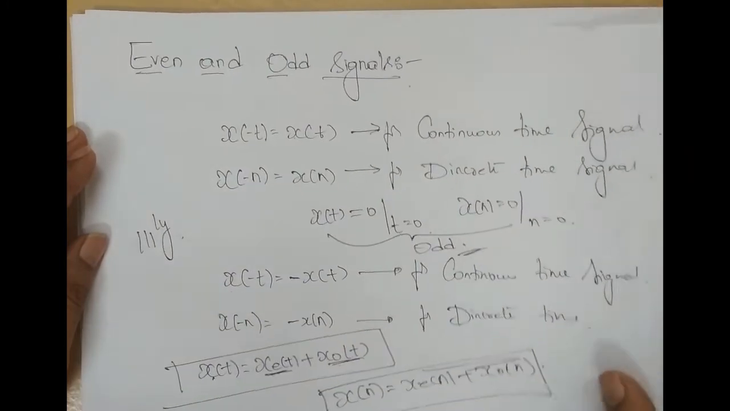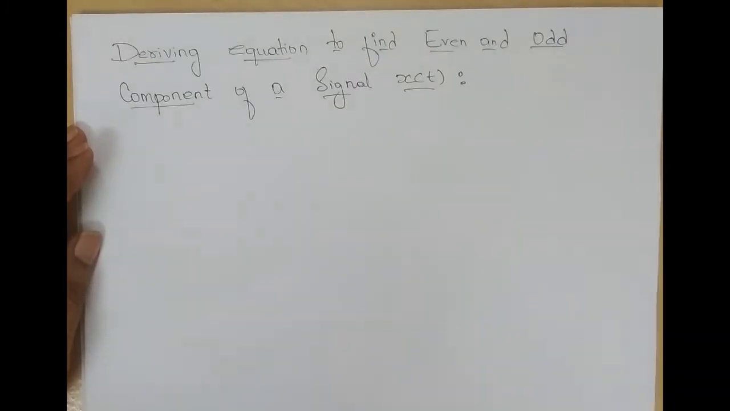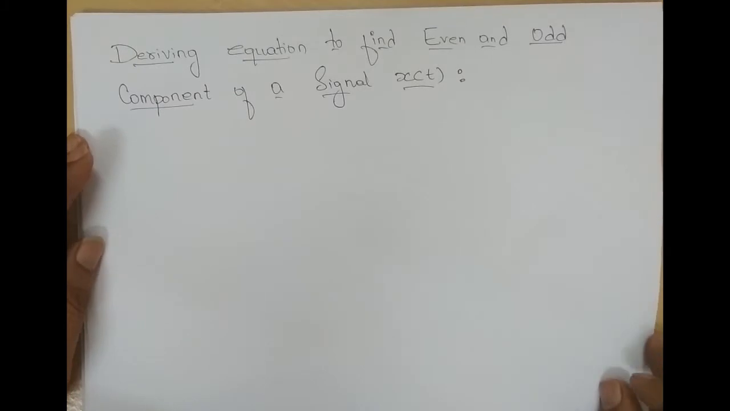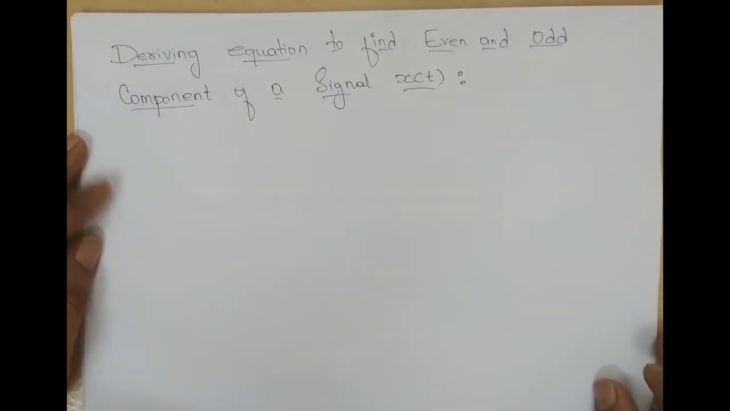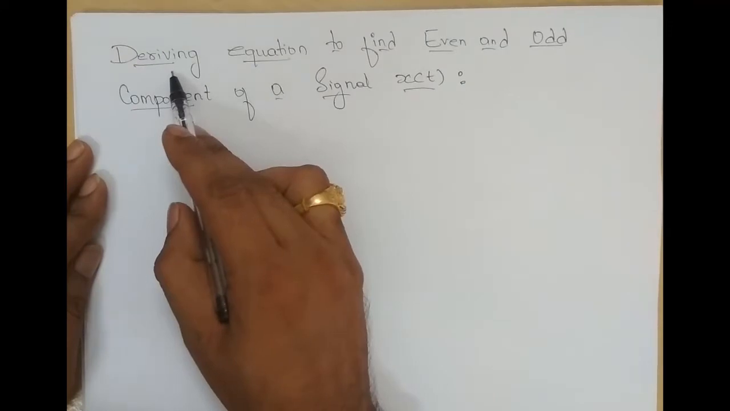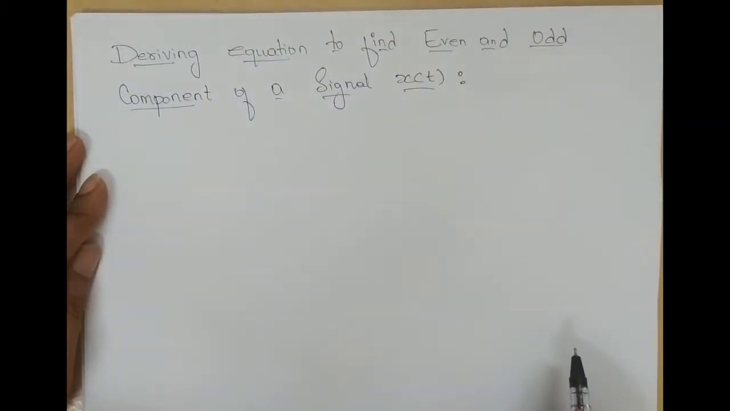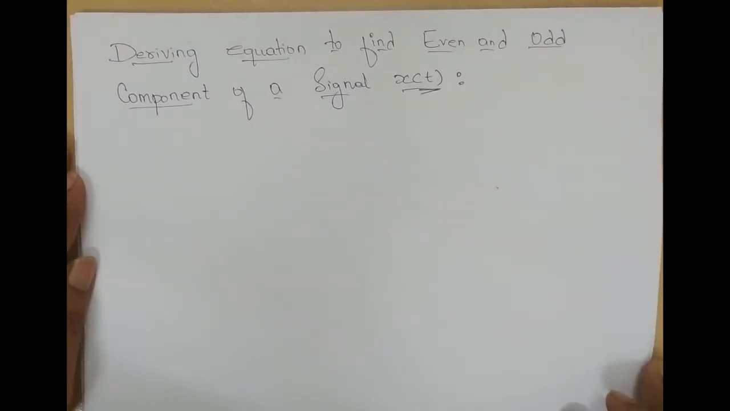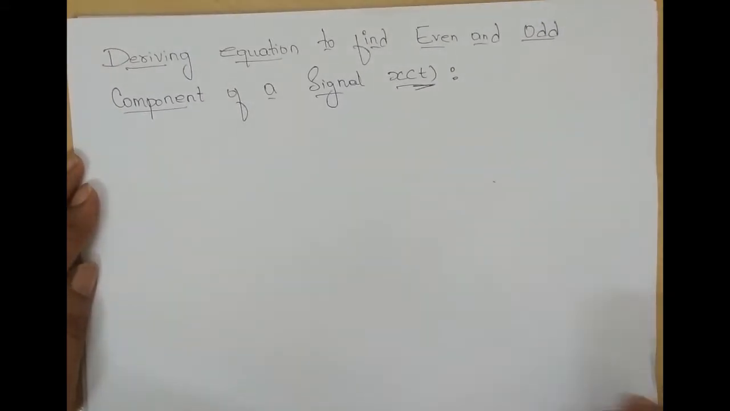Now we shall continue with this even and odd signal. We shall discuss few concepts on even and odd component of the signal. Okay, now, so very first thing we'll do is we are going to derive equation to find even and odd component of a signal x of t. This is the continuous time signal. So given a signal x of t, you should be able to get its even and odd component. To get its even and odd components, we need an equation, right? So we shall try to derive an equation to find even and odd component of a signal x of t.